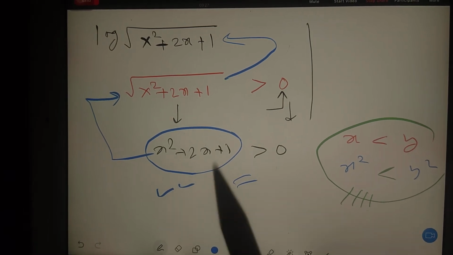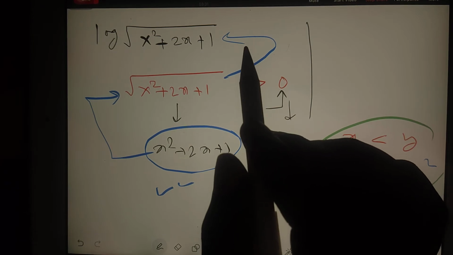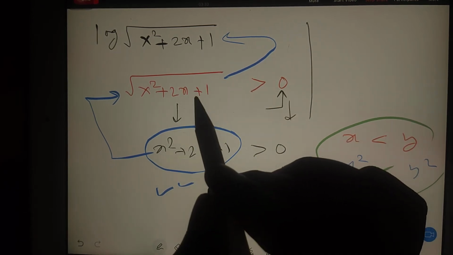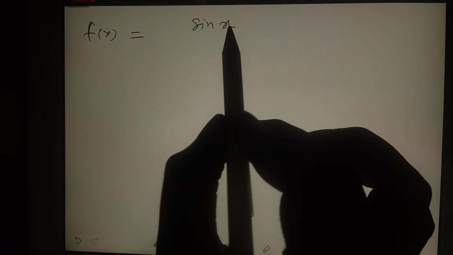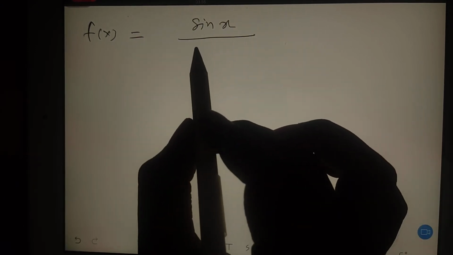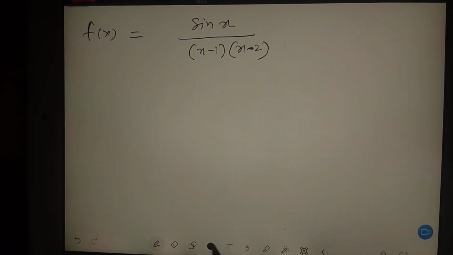Okay, now we'll go ahead with another question. So take down another question. I have the question: function f(x) is equal to sin x divided by (x minus 1)(x minus 2).